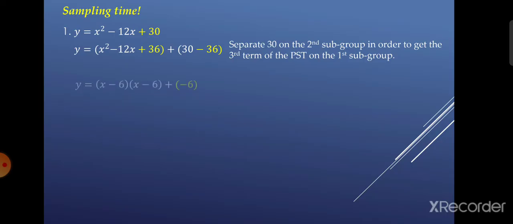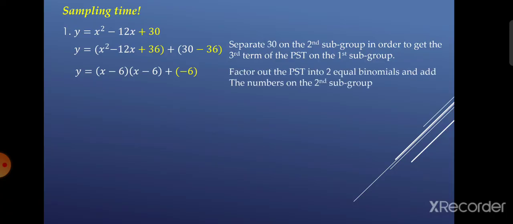Second step is to factor out the trinomial into two equal binomials, then add the numbers on the second subgroup. The binomial factors of the trinomial x squared minus 12x plus 36 are x minus 6 and x minus 6. Why? Negative 6 times negative 6 is positive 36, and negative 6 plus negative 6 is negative 12. So the signs cannot be different. They should be the same.